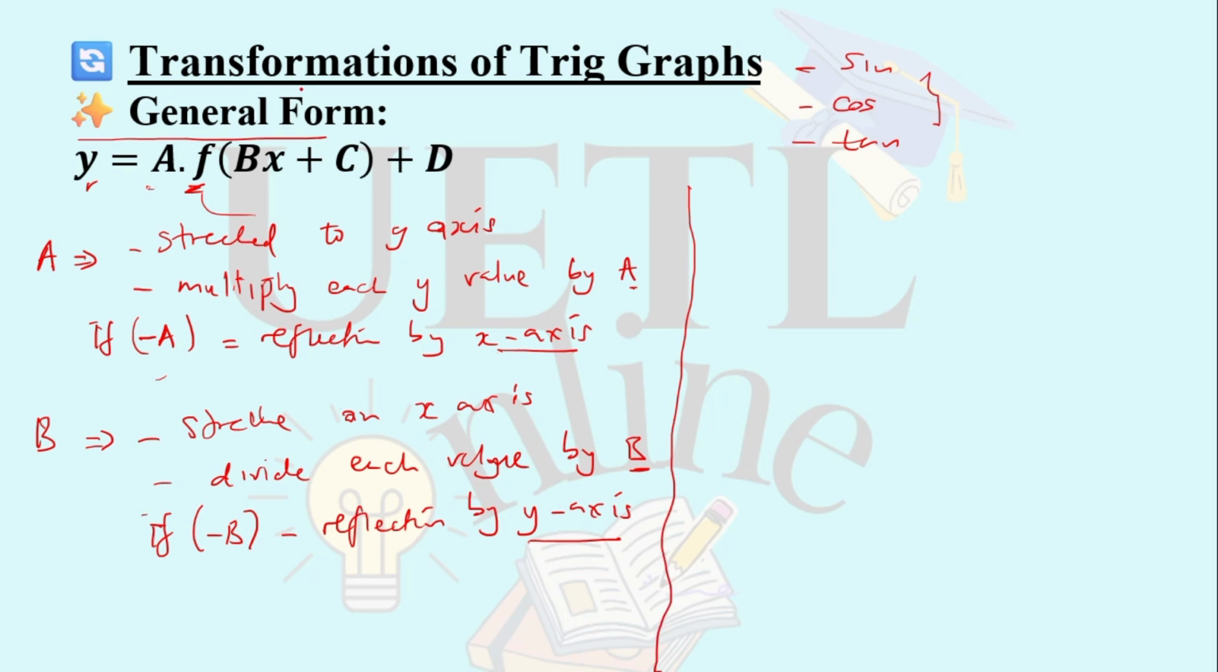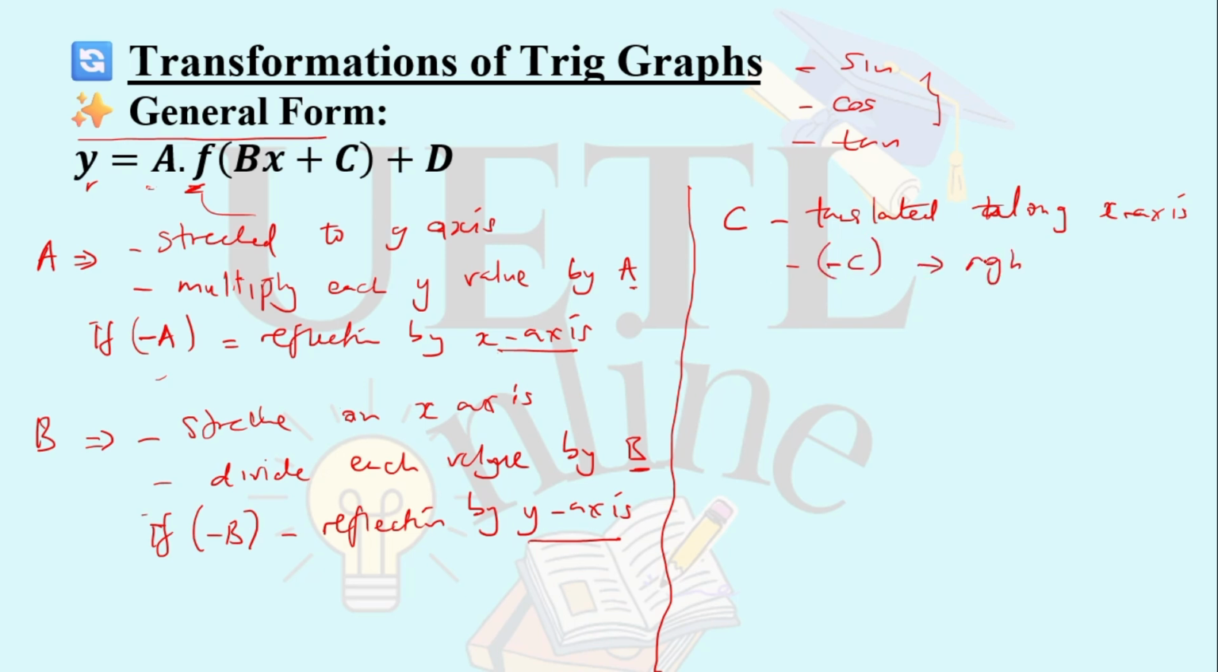Now let's go on to c. This c means that the graph has been translated along the x-axis. This means that you are going to move the graph horizontally. If c is negative, this means that you are going to go to the right.